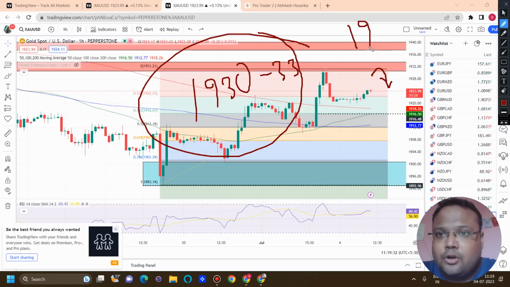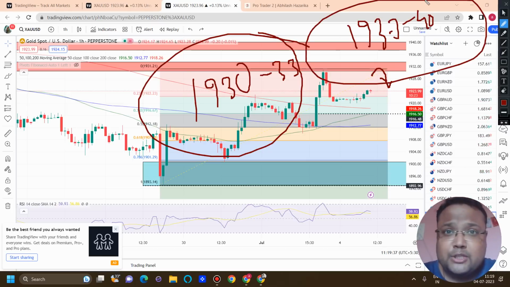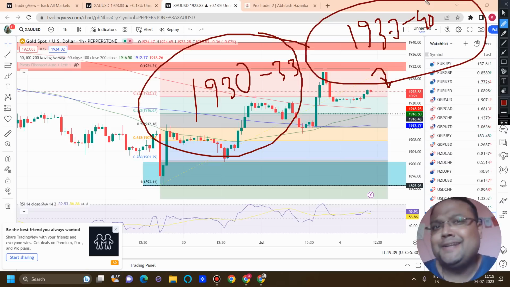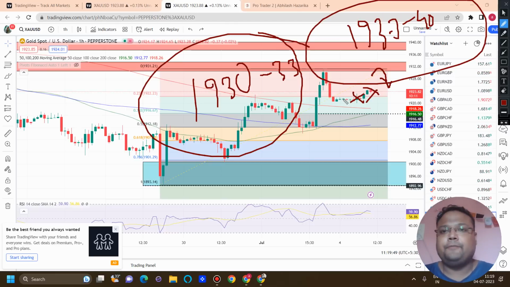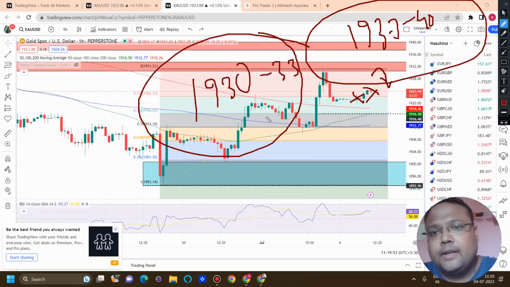And then the strongest level of 1937 to 1940 is still very much present. I don't want to talk much about 1937 to 1940; we have been talking about this level for the last 4 or 5 days. So these two are the resistances. Right now, the market is stuck in the middle, so don't take any trade. If the market reverses from these two levels, we can go for a sell, or we can look for a sell.